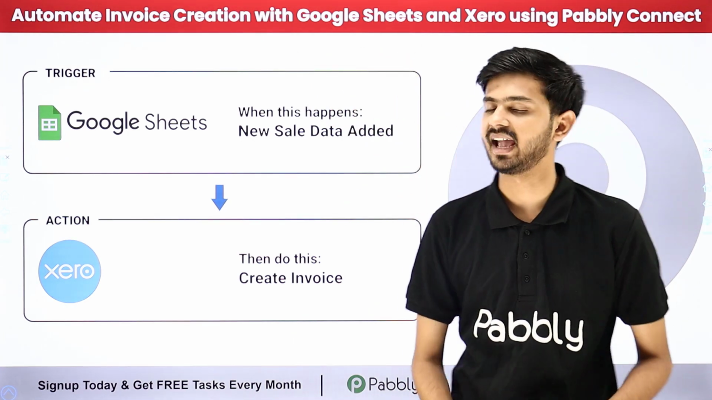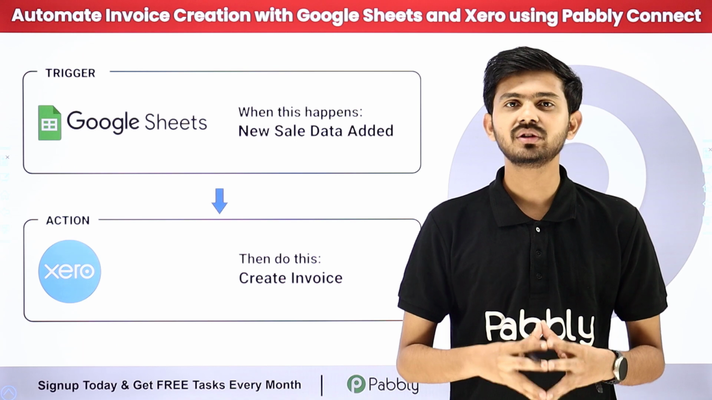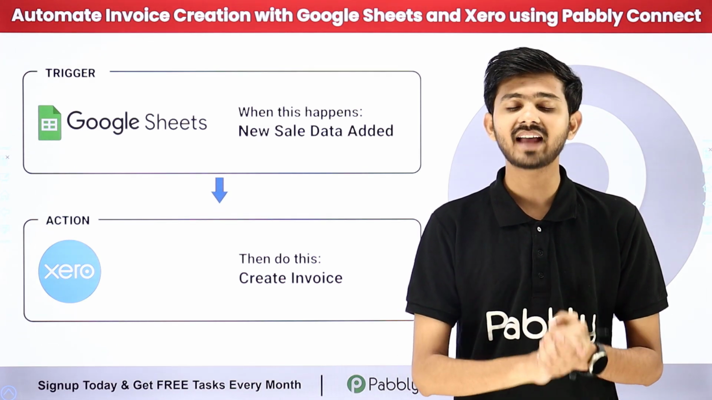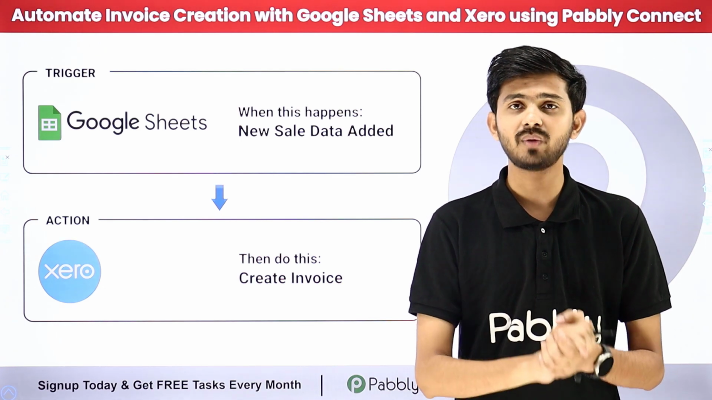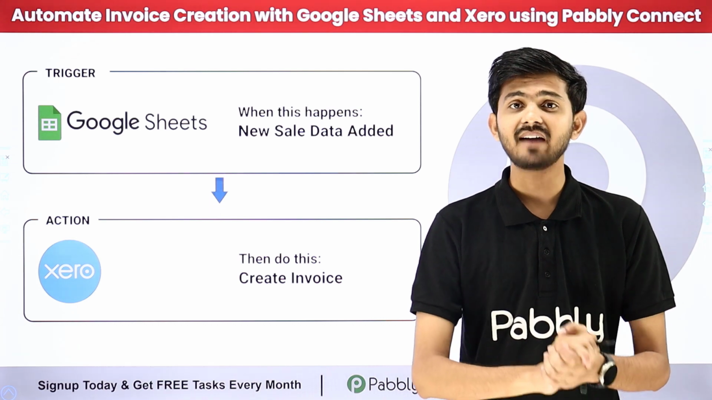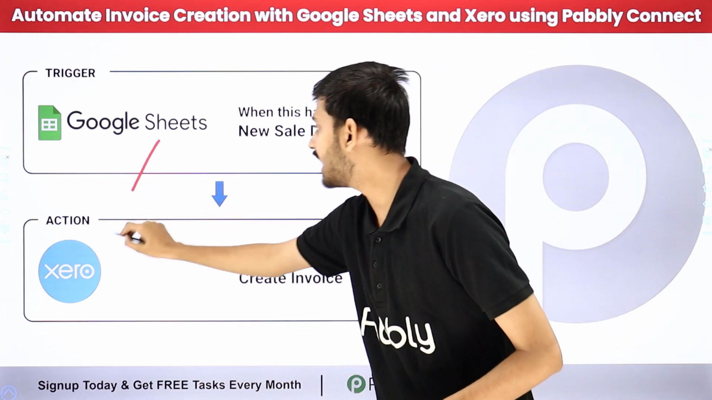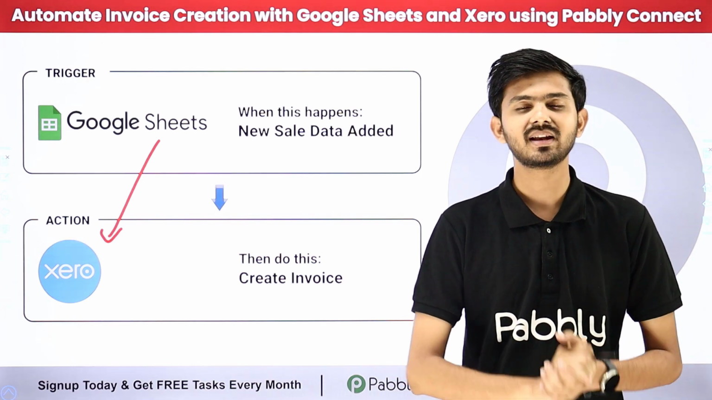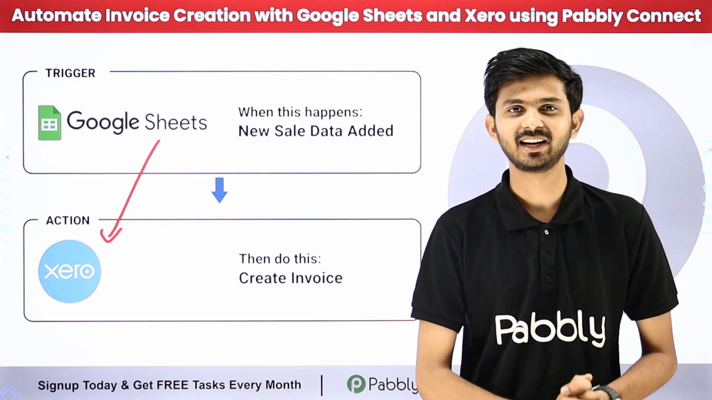Xero using Pabbly Connect. So here what I want to do is automatically generate invoices by using Xero, and for that I am going to use the data of my sales that I add in my Google Sheet. So for my objective I have to build a connection between Google Sheets and Xero. For building this connection I'm going to use Pabbly Connect, which is an amazing software for automation and integration.